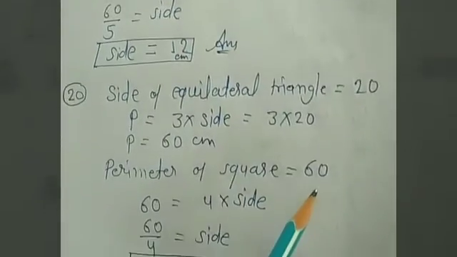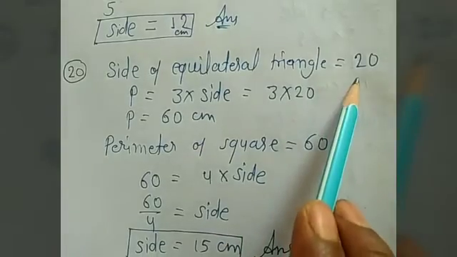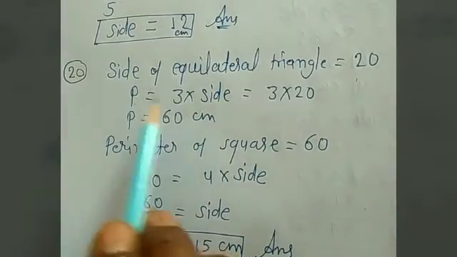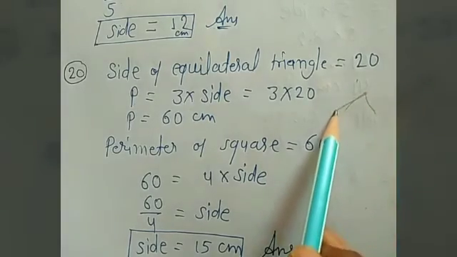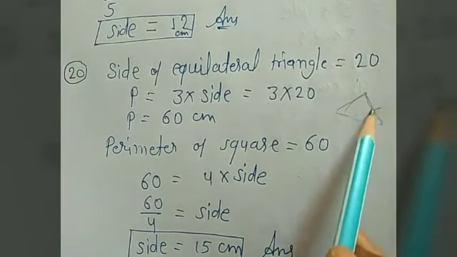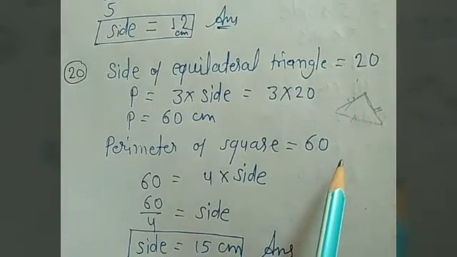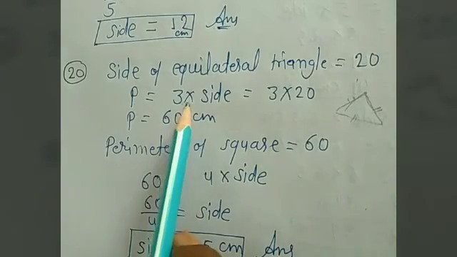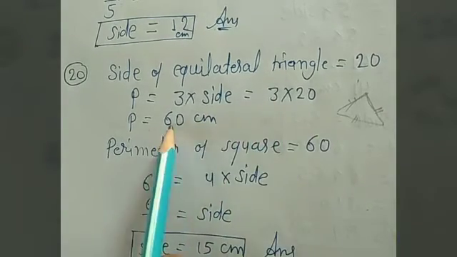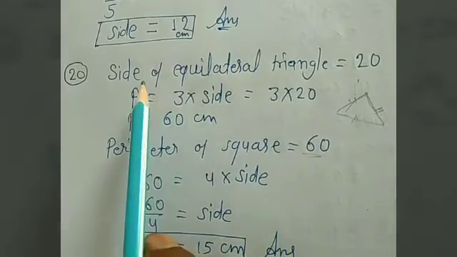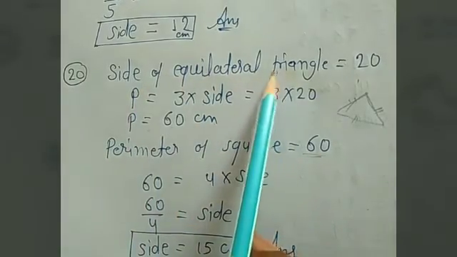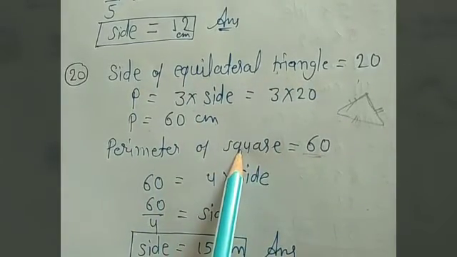Question number 20. Side of the equilateral triangle is given 20. So simply perimeter is 3 into side, because equilateral triangle means the triangle with all 3 sides equal. This is the equilateral triangle. So 3 into side means 3 into 20 will be 60 centimeter. Then the perimeter of the square is 60. Whatever the perimeter of this equilateral triangle, that is the perimeter of the square.